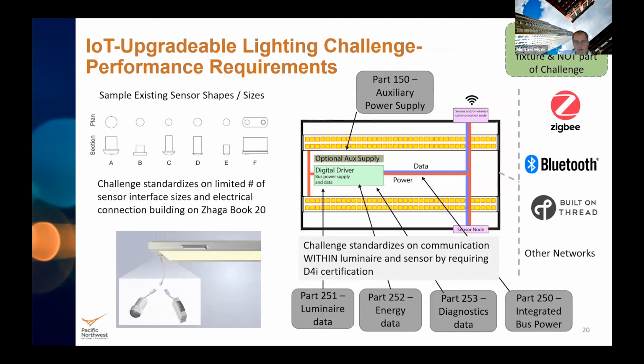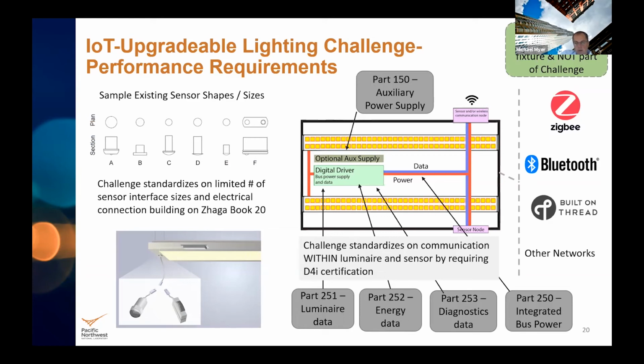Quick summary of everything I've just mentioned earlier. The challenge is really focusing on standardizing shapes and sizes for your connector, for your sensor, and it's building upon the Zaga Book 20 that's shown over on the left. This makes it easier and hopefully cheaper for you. It standardizes on some information within the luminaire.